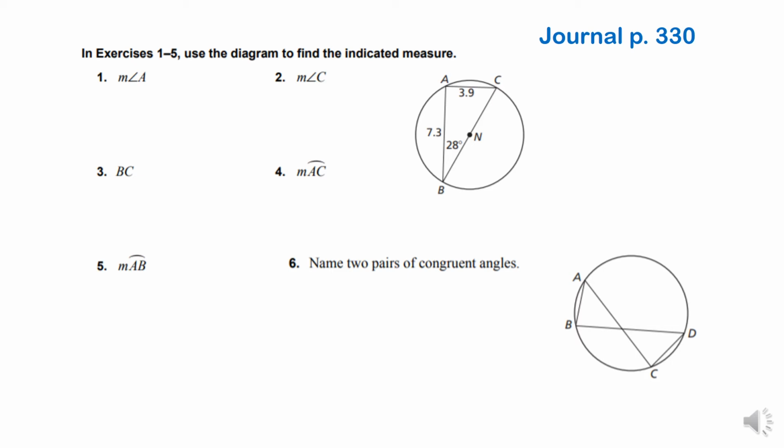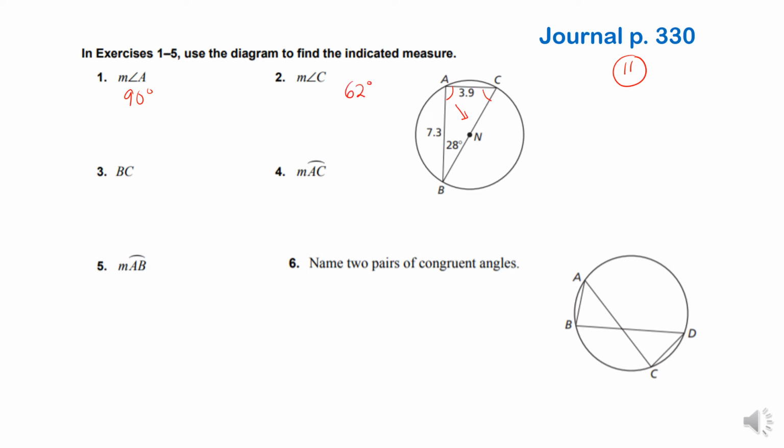So we have, use the diagram to find the indicated measure. Again, push pause if you want to try these on your own, and let's get to them. So the measure of angle A. Well, we can see that angle A is opposite a diameter, so it is a right angle by the inscribed right triangle theorem. Okay, look at the measure of angle C. Okay, I used the triangle sum theorem, and I did 180 minus 28 minus 90, and I get the measure of angle C is 62 degrees.